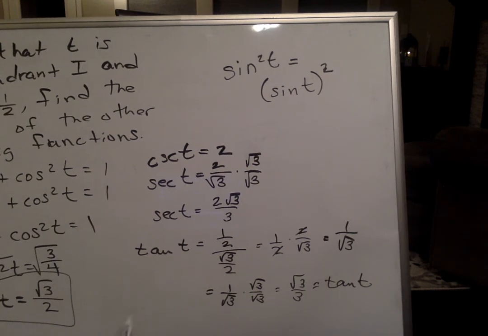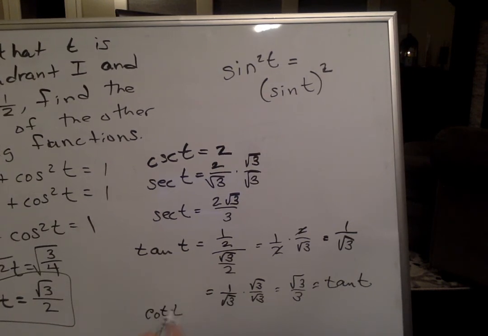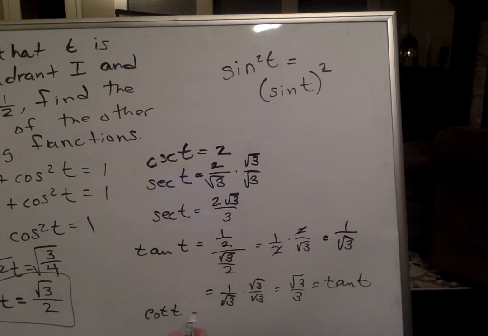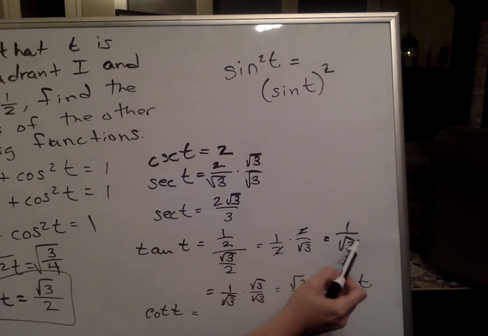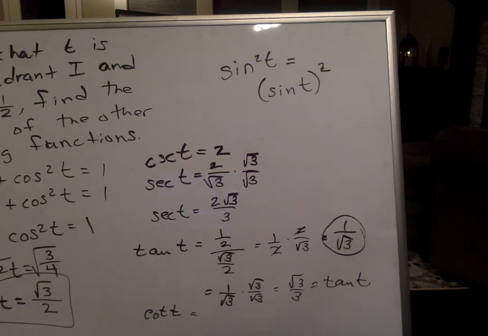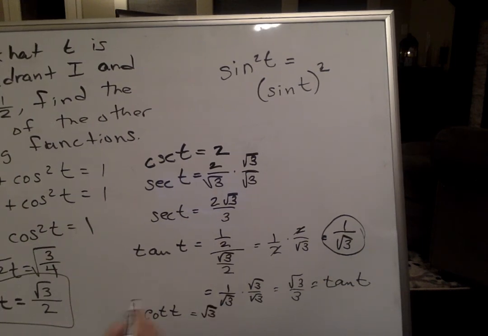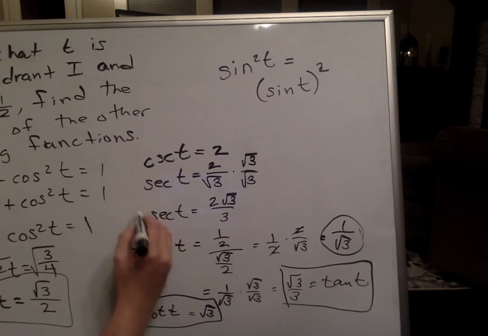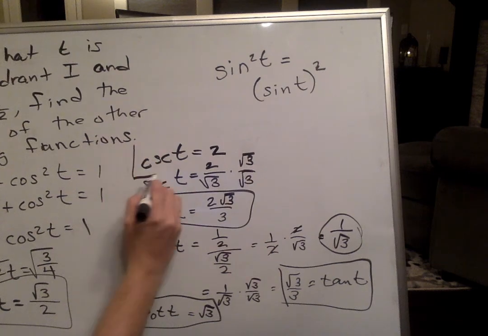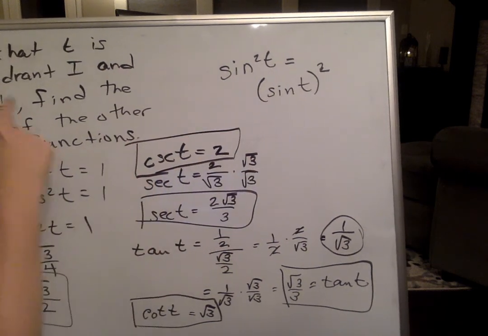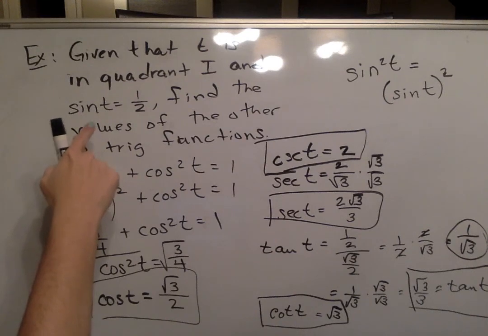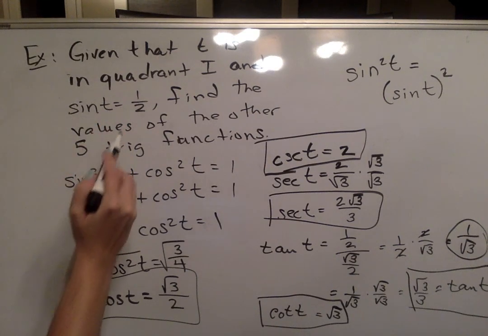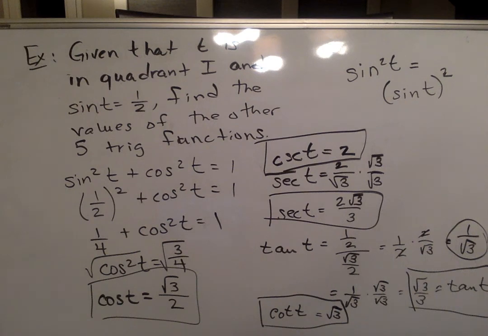And lastly, we need cotangent. Remember that cotangent is the reciprocal of tangent. Before I rationalized tangent, we had 1 over the square root of 3. I can turn that over to get the square root of 3 over 1, which is just the square root of 3. So there's cotangent, here is tangent, here's secant, and cosecant. And we got all of that by only knowing that the sine was equal to 1/2, not the angle measure and not an ordered pair.